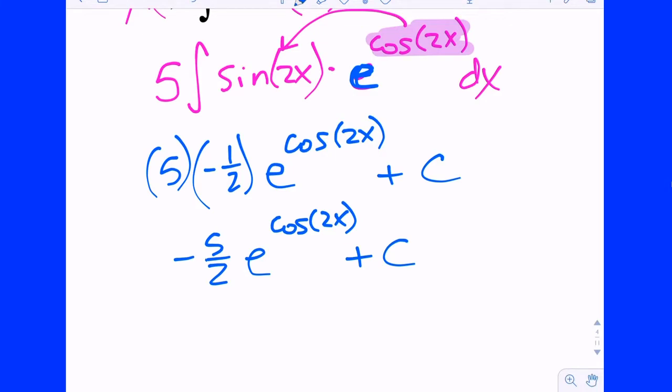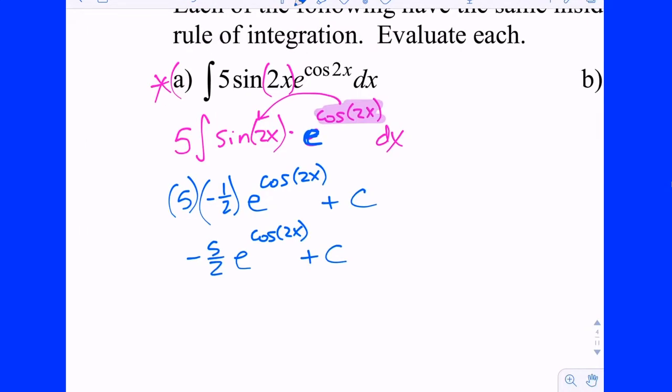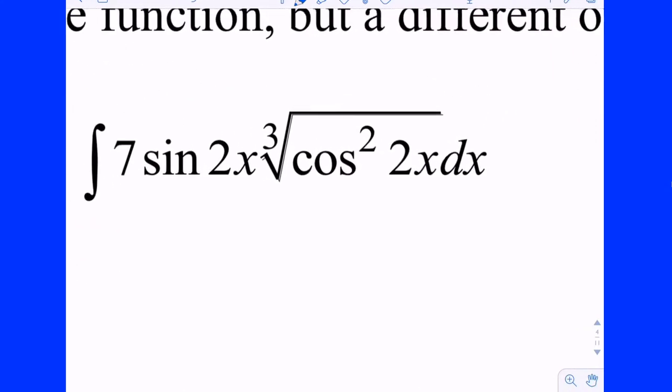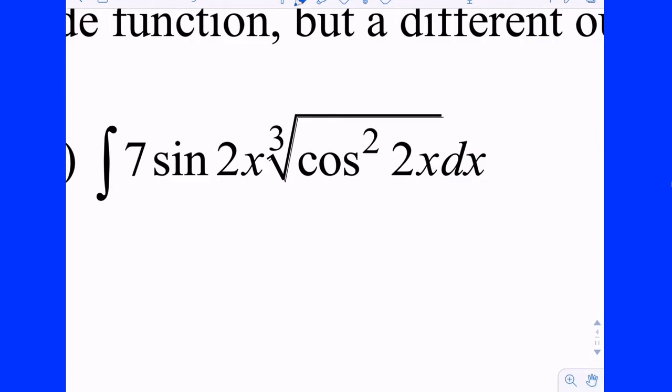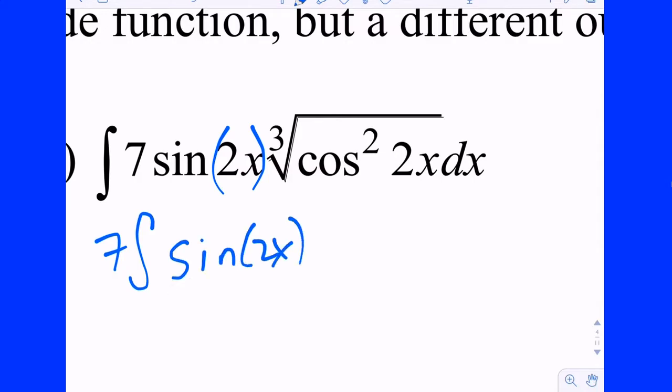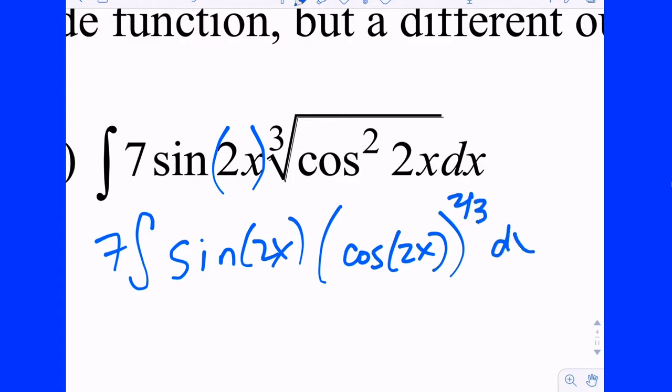Mentally, maybe in the beginning when you're doing this, it could be helpful. All right, the next one. We have 7 sine of 2x, and again, the 2x is the inside of the angle, and then all of that is going to be times the cube root of cosine of 2x dx. So the 7 is going to come up front. We've got a sine of 2x. If you see cosine of 2x squared with the cube root, I would recommend writing it as cosine of 2x, and then all to what power? 2/3. Good. So rewriting it, combining those two layers into one.